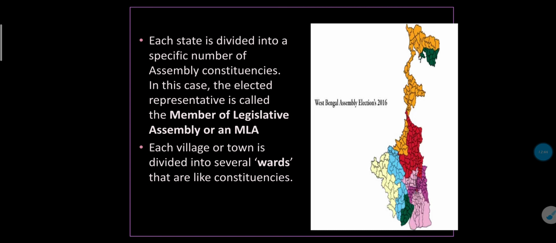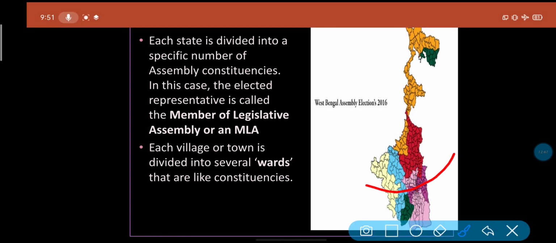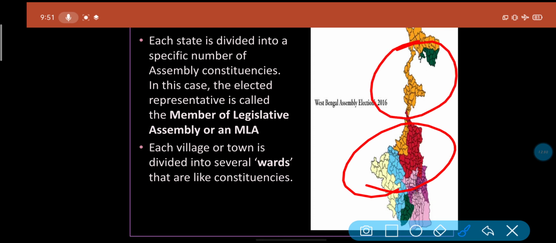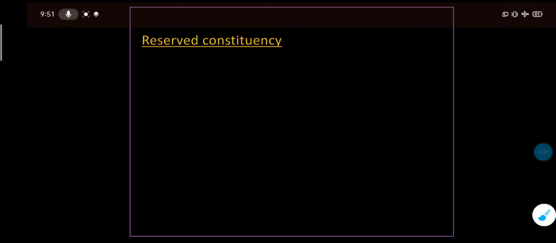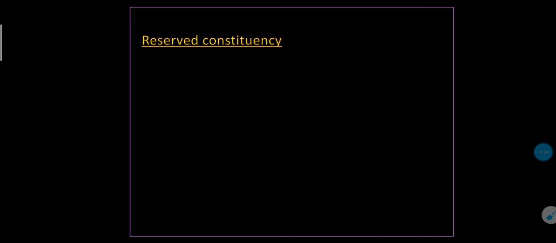You can see from the picture that there are lots of districts, and districts are also divided into so many parts, so that each and every person can easily go to their nearest polling booth and cast their vote, and from each constituency one representative will be chosen. So all the previous slides are about electoral constituencies. Basically, the part which is divided into many small parts for the election is known as an electoral constituency.